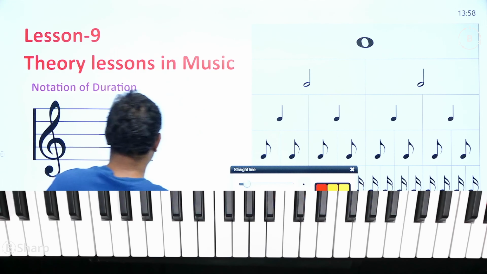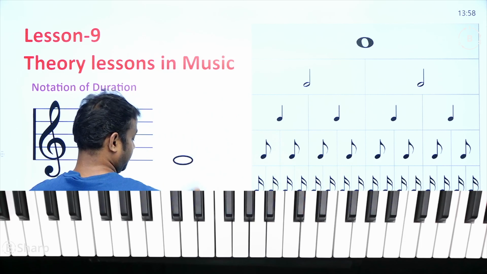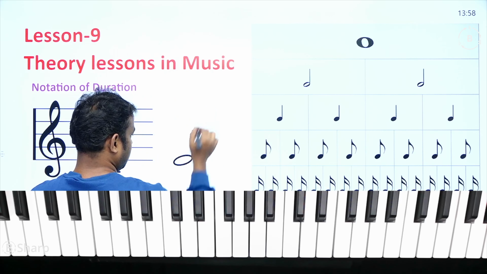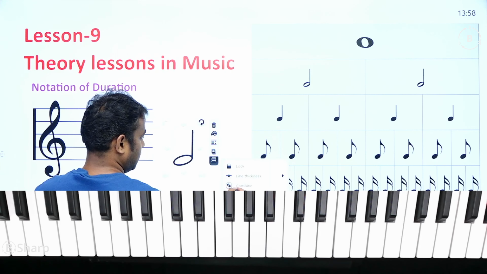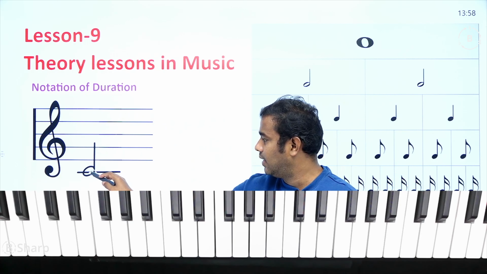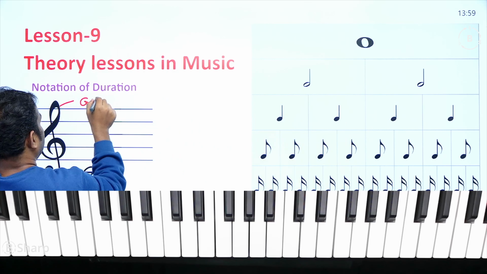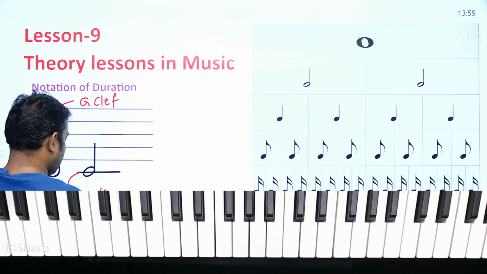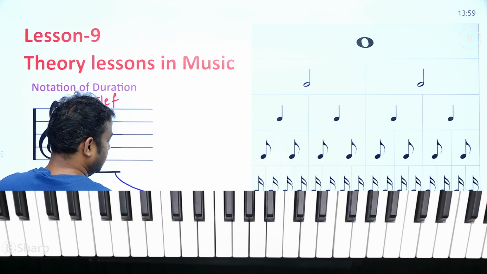So I'll rewrite all these things. Here, this is the C, and this is the half note symbol. I'm placing this half note symbol on the ledger line below the G clef. This is a G clef, and this is a ledger line, just below the G clef. So this represents the note C.